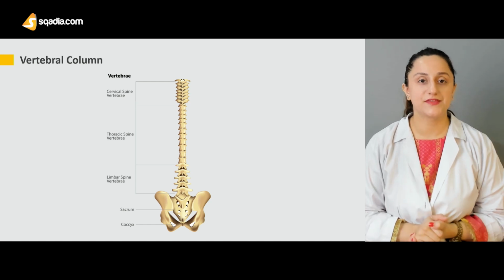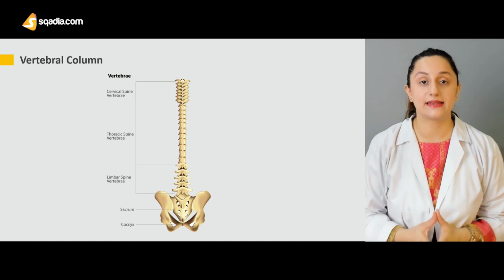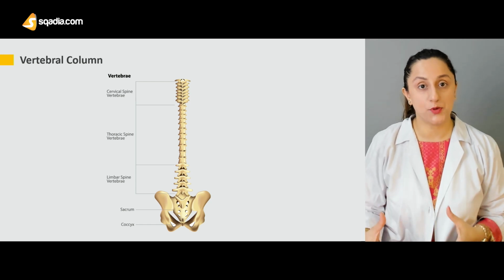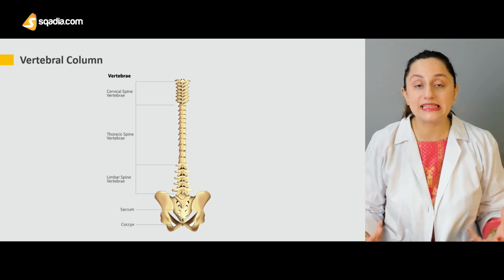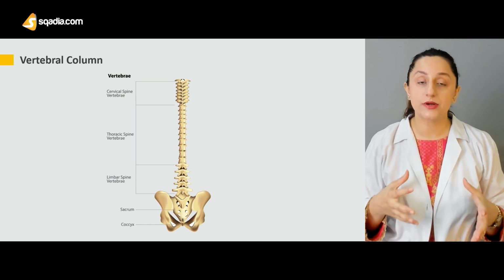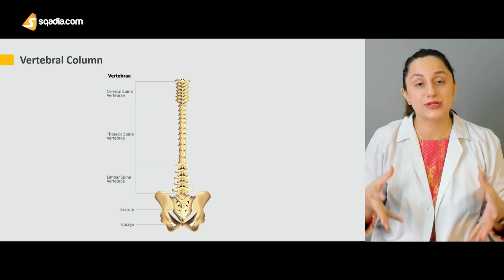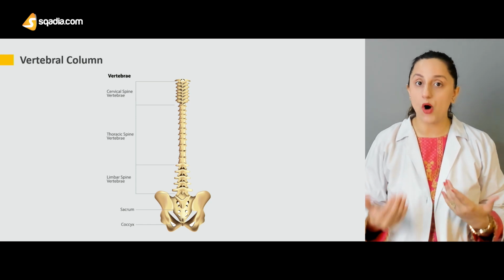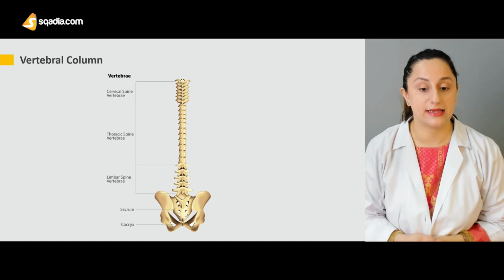Moving on, we have the 5 lumbar vertebrae, and they have their own function to perform. Apart from maintaining the posture and making possible the movements of the lower limbs, they are also responsible for transmitting weight towards the lower limbs. So this is an important function that they perform as well.